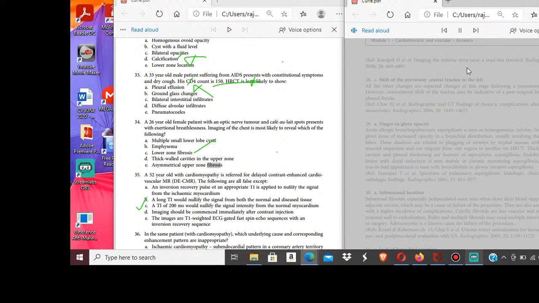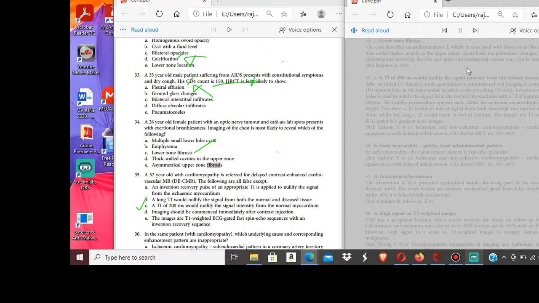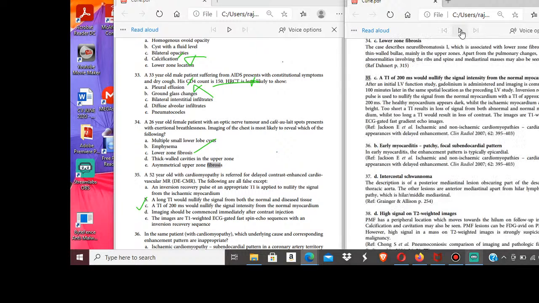Module 1 Cardiothoracic and vascular answers. 34. C. Lower zone fibrosis. The case describes neurofibromatosis I, which is associated with lower zone fibrosis and thin-walled bullae, mainly in the upper zones. Apart from the pulmonary changes, skeletal abnormalities involving the ribs and spine and mediastinal masses may also be seen. Ref. Dähnert p. 315.